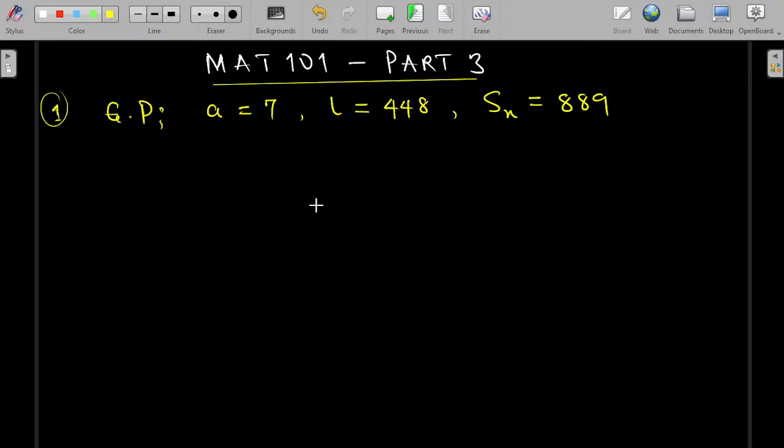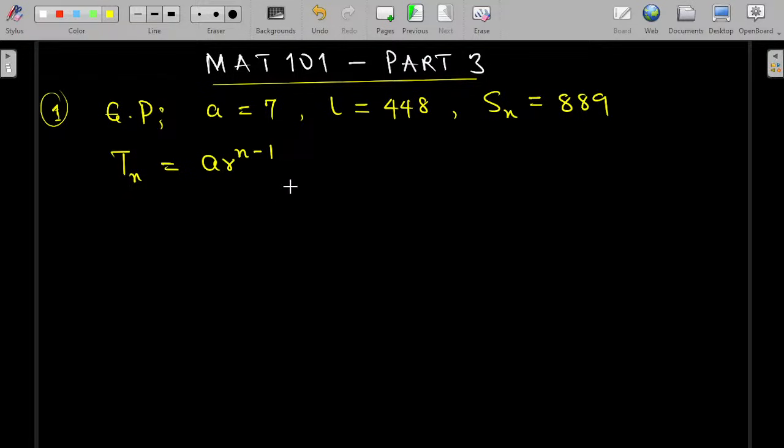So what are we expected to do? First of all, note that the formula for getting any term of a GP is given this way: Tn is equal to A multiplied by R raised to the power of n minus 1, where A is the first term, R is what we call the common ratio, and n is the number of the term you're looking for. So if you're looking for the second term, your n will be 2. Take note of this.